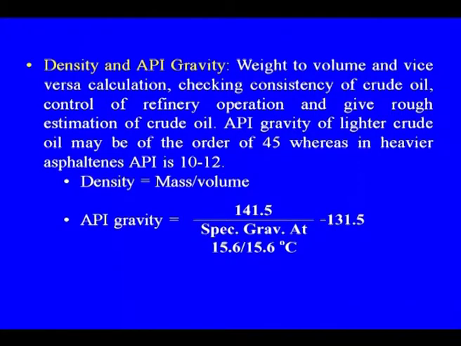So, this is the weight to volume calculation and vice versa. As I told, the API is the reverse of the density. It is used for checking the consistency of the crude oil, for control of the refinery operation, and to give a rough estimation of the crude oil quality. The API gravity of lighter crude oil may be of the order of 45, whereas in heavier crude it may be around 10 to 12. So, API will be lesser and density will be high.